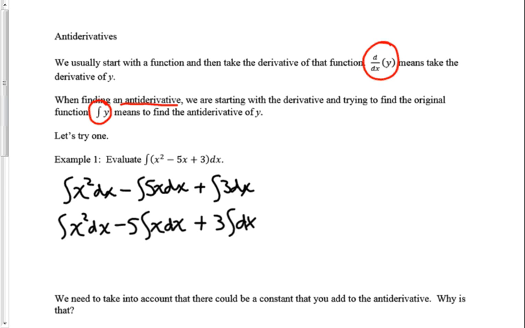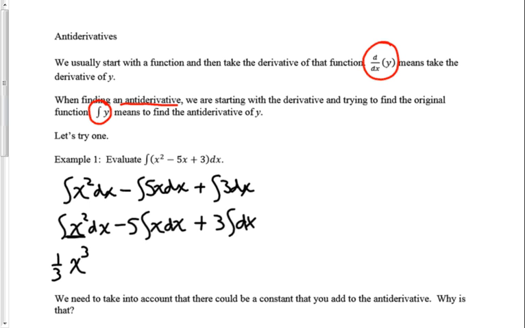So the antiderivative of x squared. Well, if my derivative is x squared, what did I have to start with? I had to start with an x cubed. However, when I take the derivative of x cubed, I get 3x squared. I don't have a 3 when I'm finding the antiderivative of x squared. There's no 3, which means I want my 3 to really become a 1, so I need to multiply by a 1/3.